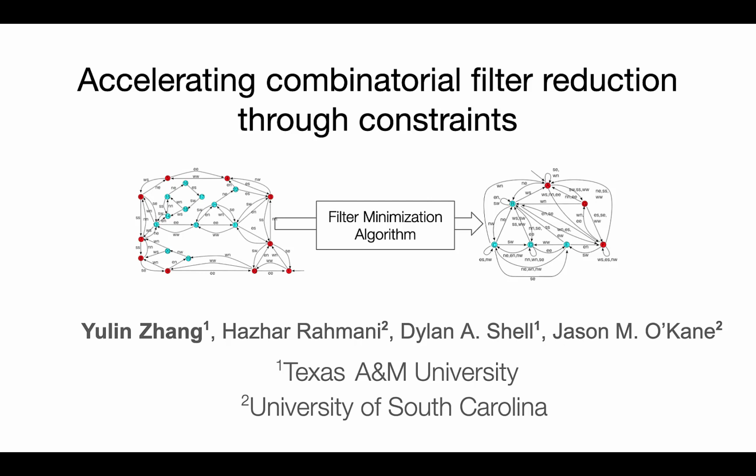I'm here to present our paper, Accelerating Combinatorial Filter Reduction Through Constraints. This paper is a collaboration with Hazhar and Jason from the University of South Carolina and my advisor Dylan Shell from Texas A&M. We focus on the resource minimization of a particular type of estimator, which is called a combinatorial filter. Filter minimization is to minimize the number of states used by a combinatorial filter. It can help us to understand the fundamental information structure of the tasks.